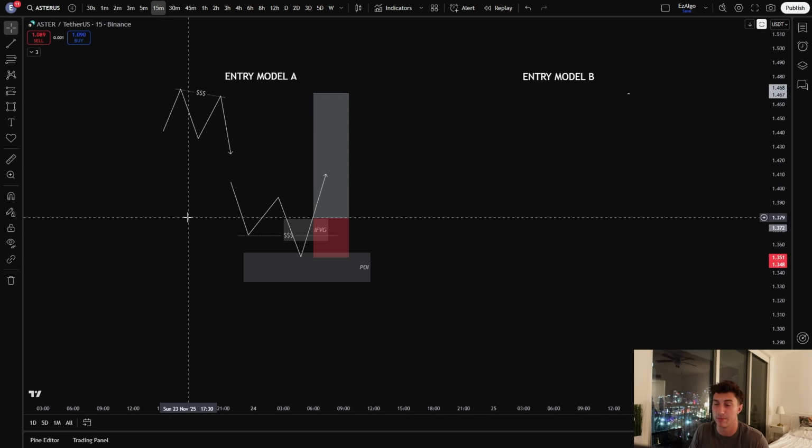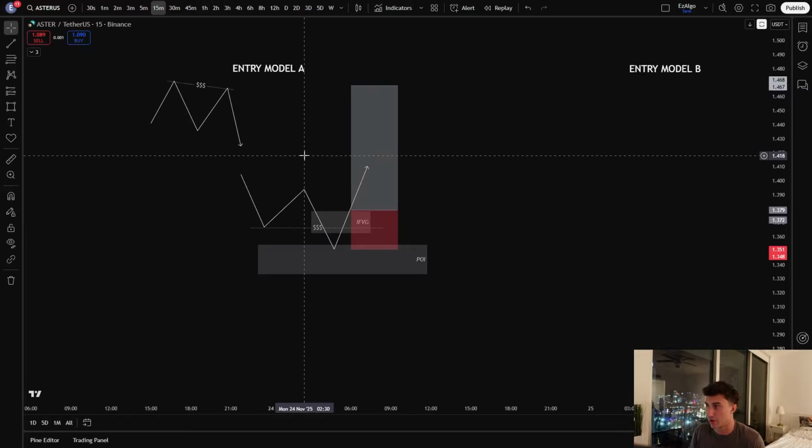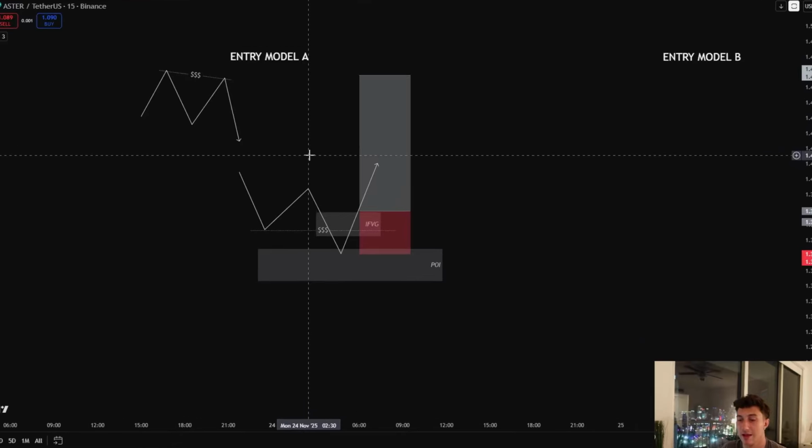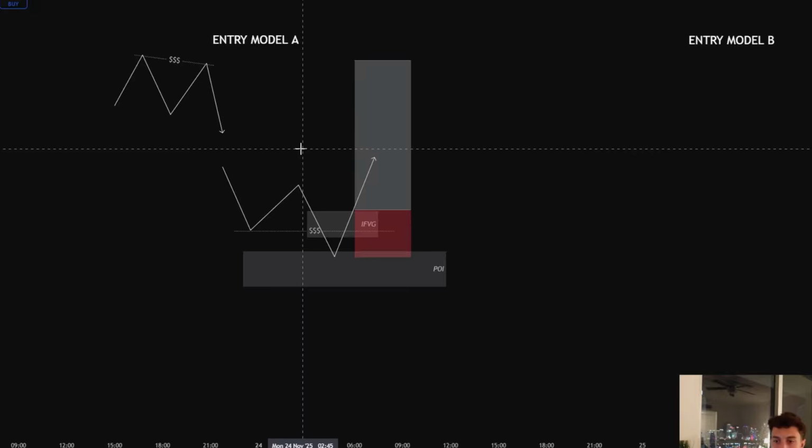Okay, I have entry model B blurred out for now. This is literally all you guys need. I can almost guarantee it. And after this video, you can go and back test it yourself. So we're gonna start with entry model A, okay? This is an inversion entry model, okay?